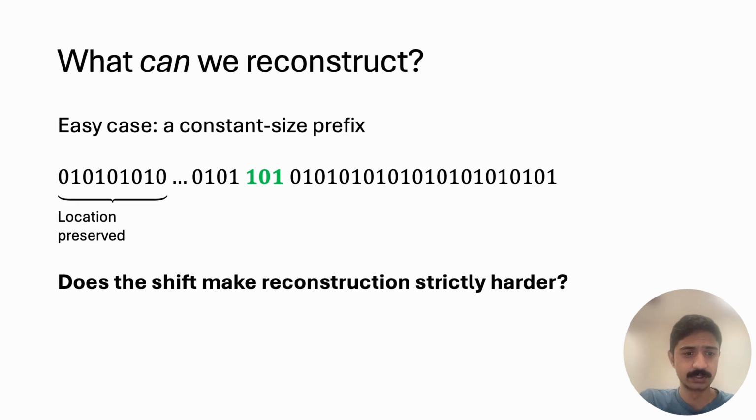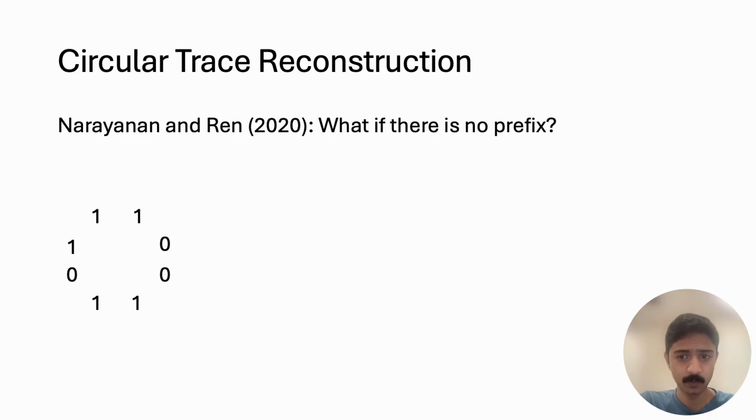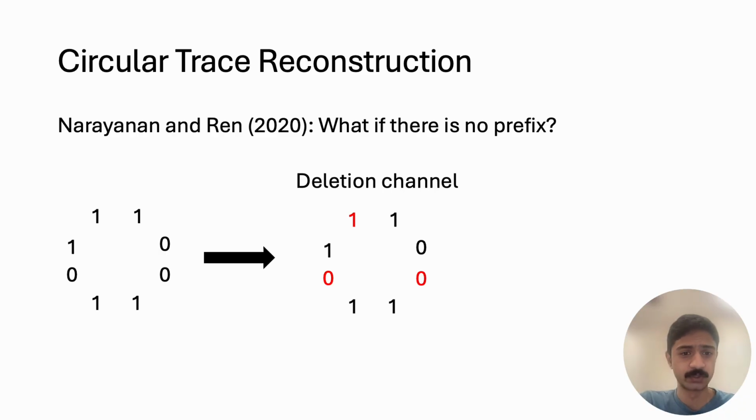And a natural question is, does the shift make reconstruction strictly harder? Or, in other words, is it really the complicated thing about trace reconstruction? Well, one way to answer this is by asking, what if everything shifts? Or, in other words, what if there's no prefix? This is the circular trace reconstruction introduced by Narayanan and Ren. And in this problem, I'm going to ask you to imagine that the string has no beginning or end. It's just a circle. And we can delete bits from this circle in the natural way by flipping a coin for each element. And what's left is a circular trace, again with no beginning or end, that's a subsequence or maybe a subcircle of the original string.